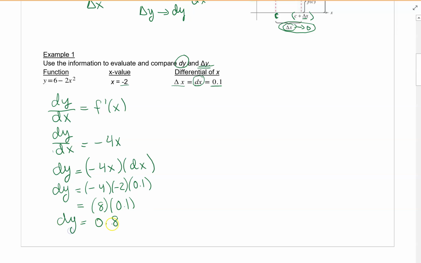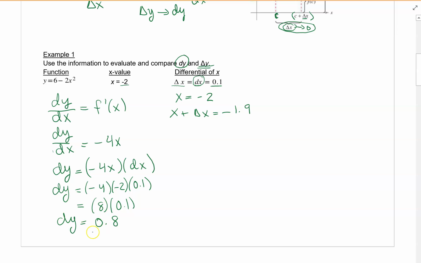So this is telling me that when x changes from, let's write it this way, x is negative 2. X plus delta x would be negative 1.9. It moved 0.1 to the right on the number line, so they're very close together. What this is saying is that when x changes from negative 2 to negative 1.9, y will go up 0.8. It'll change from its original value to its new value by this much. So that's what this is saying.